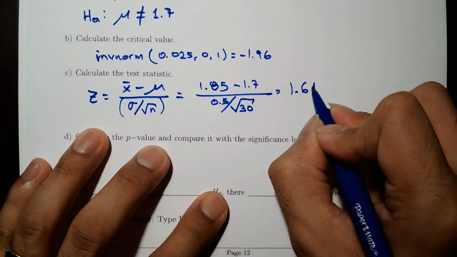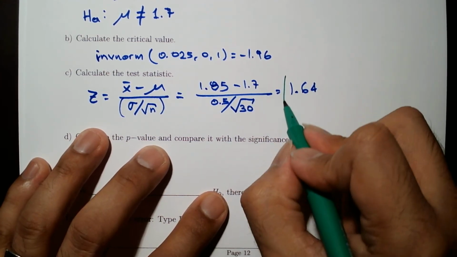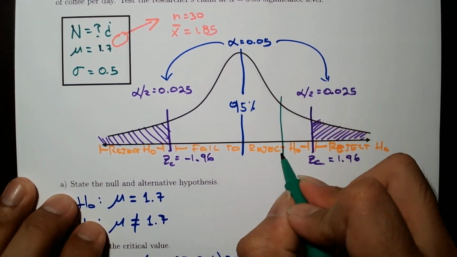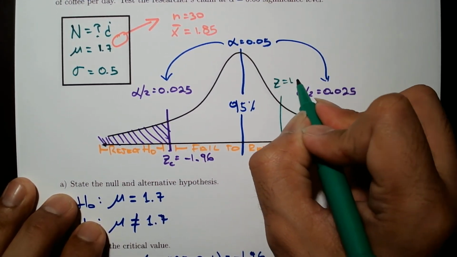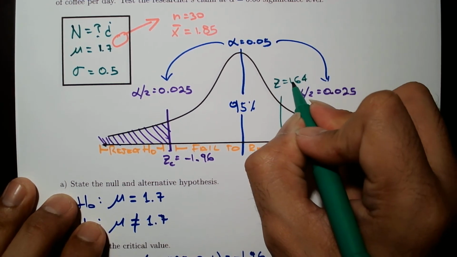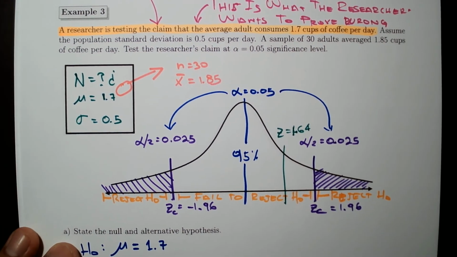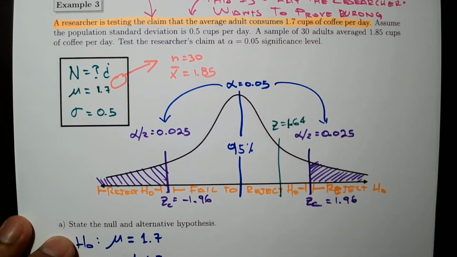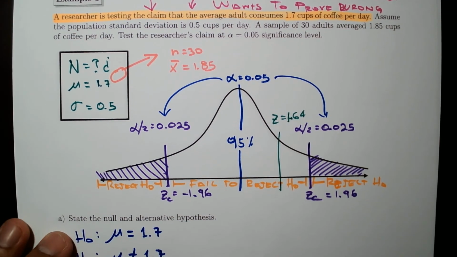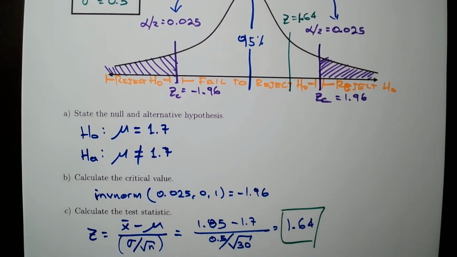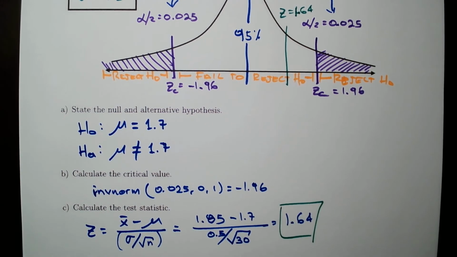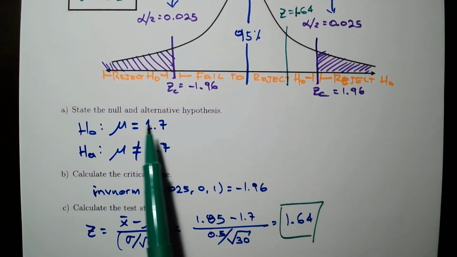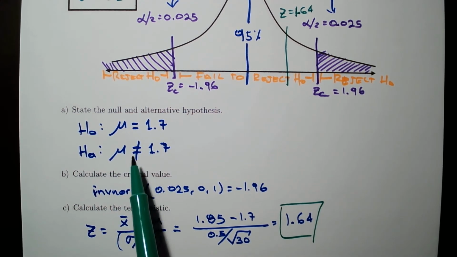Ooh, what's going to happen here? 1.64 falls in the unshaded region. So here it turned out that the researcher thought he would have the nerve to prove whatever he read was wrong. Well, the problem here is he didn't get enough evidence to support the claim that whatever he heard on the radio or read on the news was wrong.